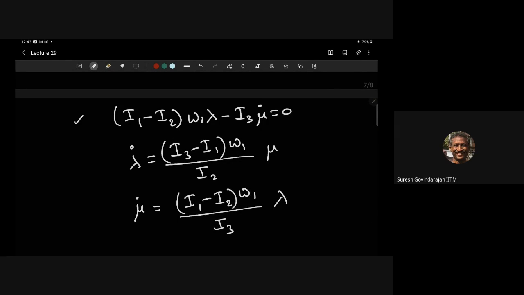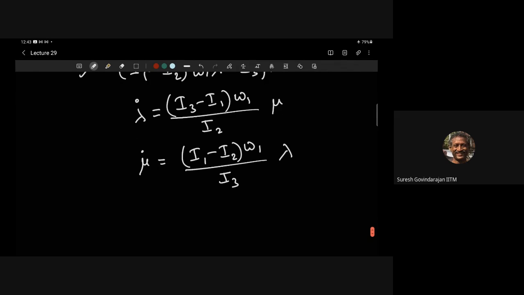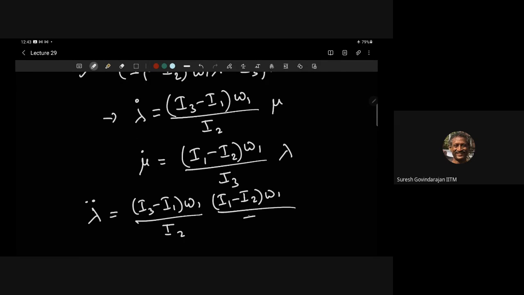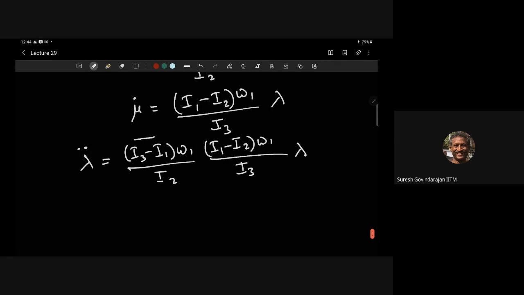Now we can differentiate either one of these equations. So let's differentiate the first equation. We get lambda double dot is equal to I3 minus I1 times omega 1 by I2 times I1 minus I2 times omega 1 by I3 times lambda. The key point here is that this factor is positive, and this factor is negative.